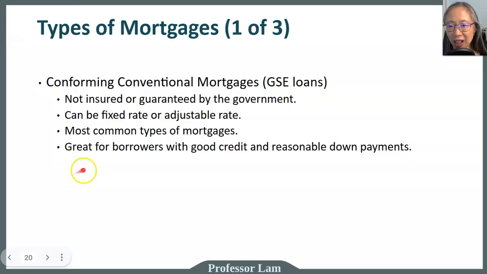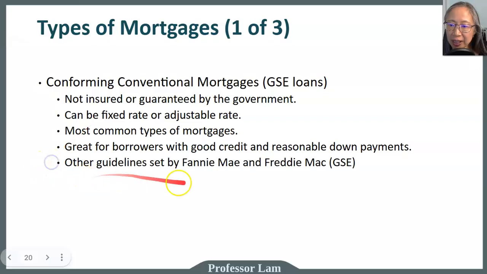These are mortgages that are specially designed for borrowers that have good credit scores and also can afford a reasonable down payment. Reasonable meaning anywhere from 5% to 20%. There are additional guidelines that govern this type of loan. They are set by two agencies. They're called Fannie Mae and Freddie Mac. Both of them are GSEs. GSE stands for Government-Sponsored Enterprises. Even though the word government is in the name, they are not directly affiliated with the government, and these loans are not insured or guaranteed by the government.